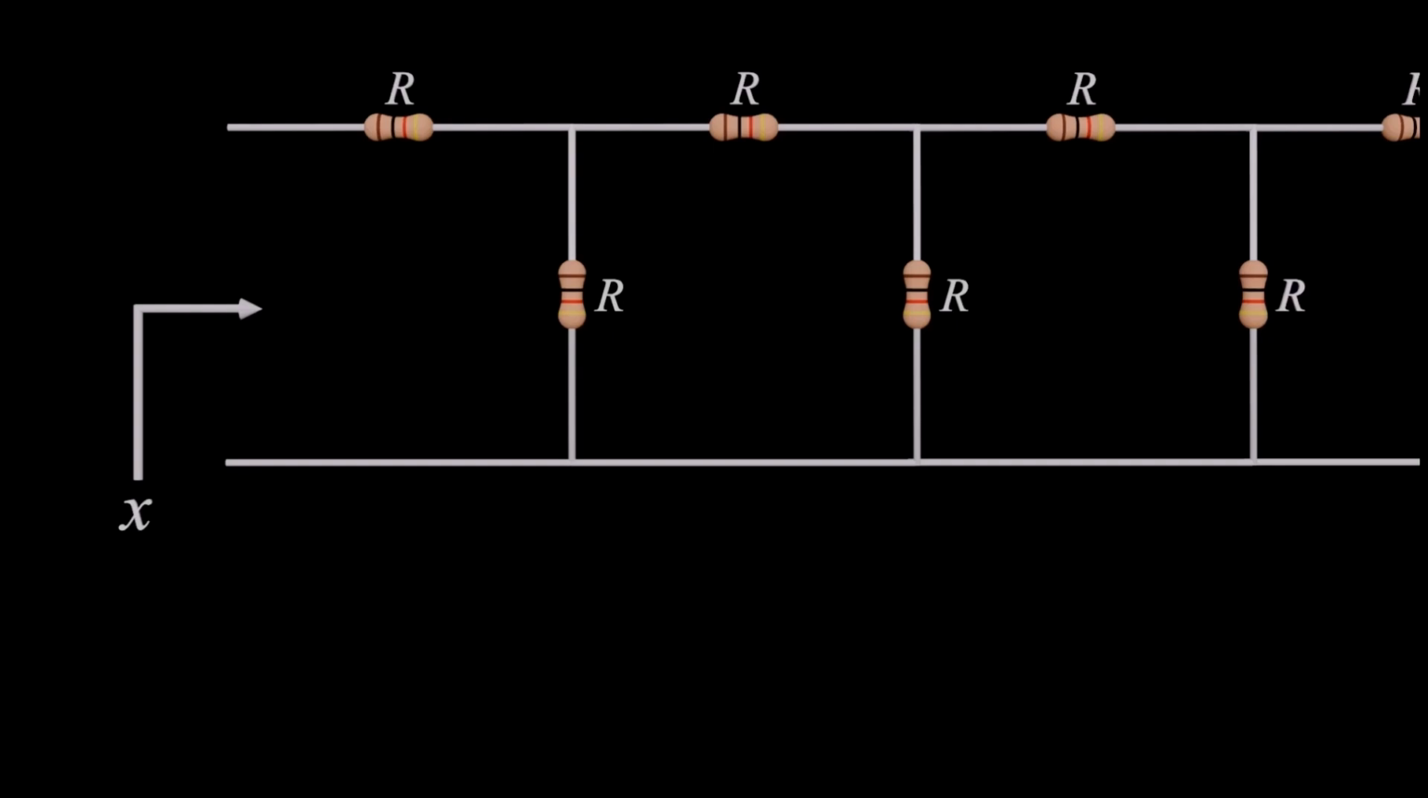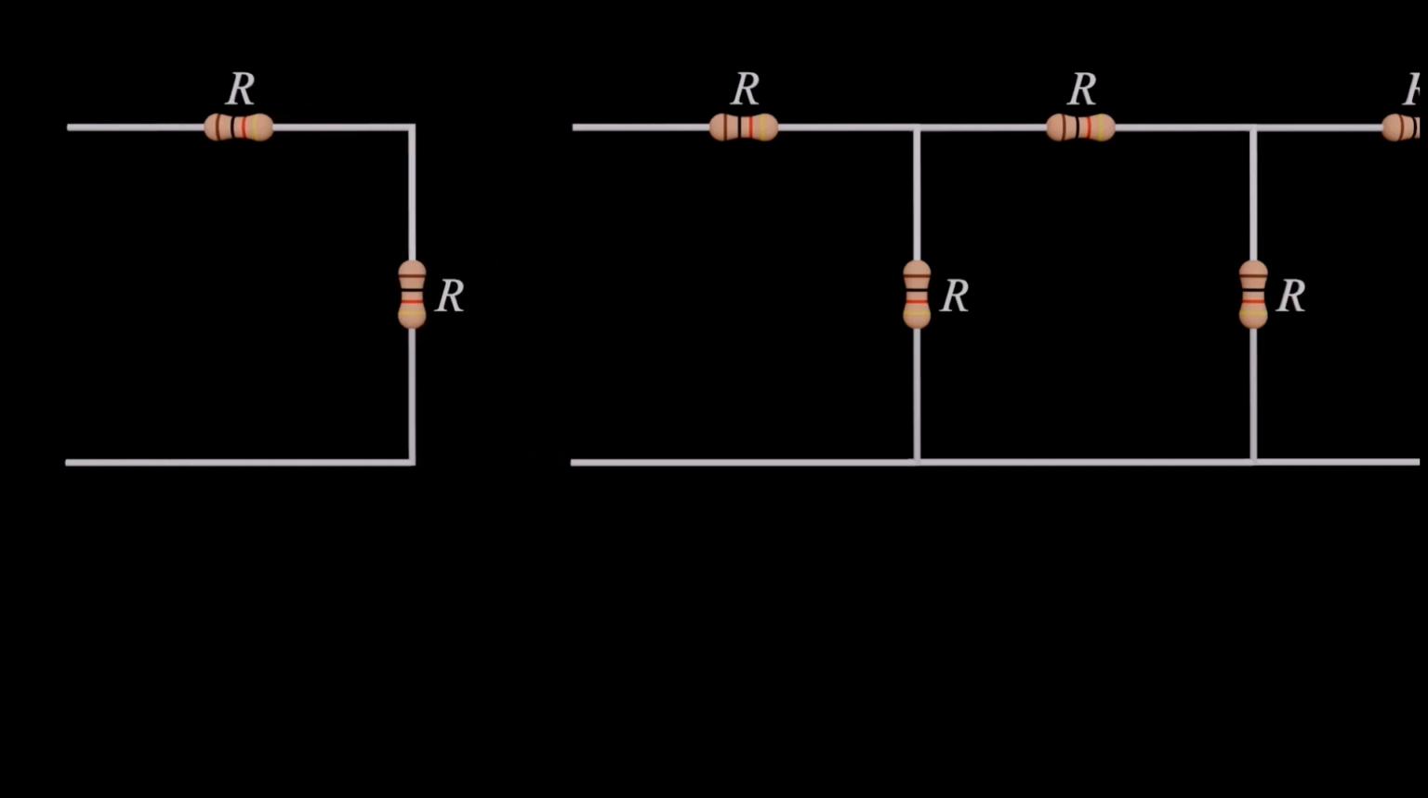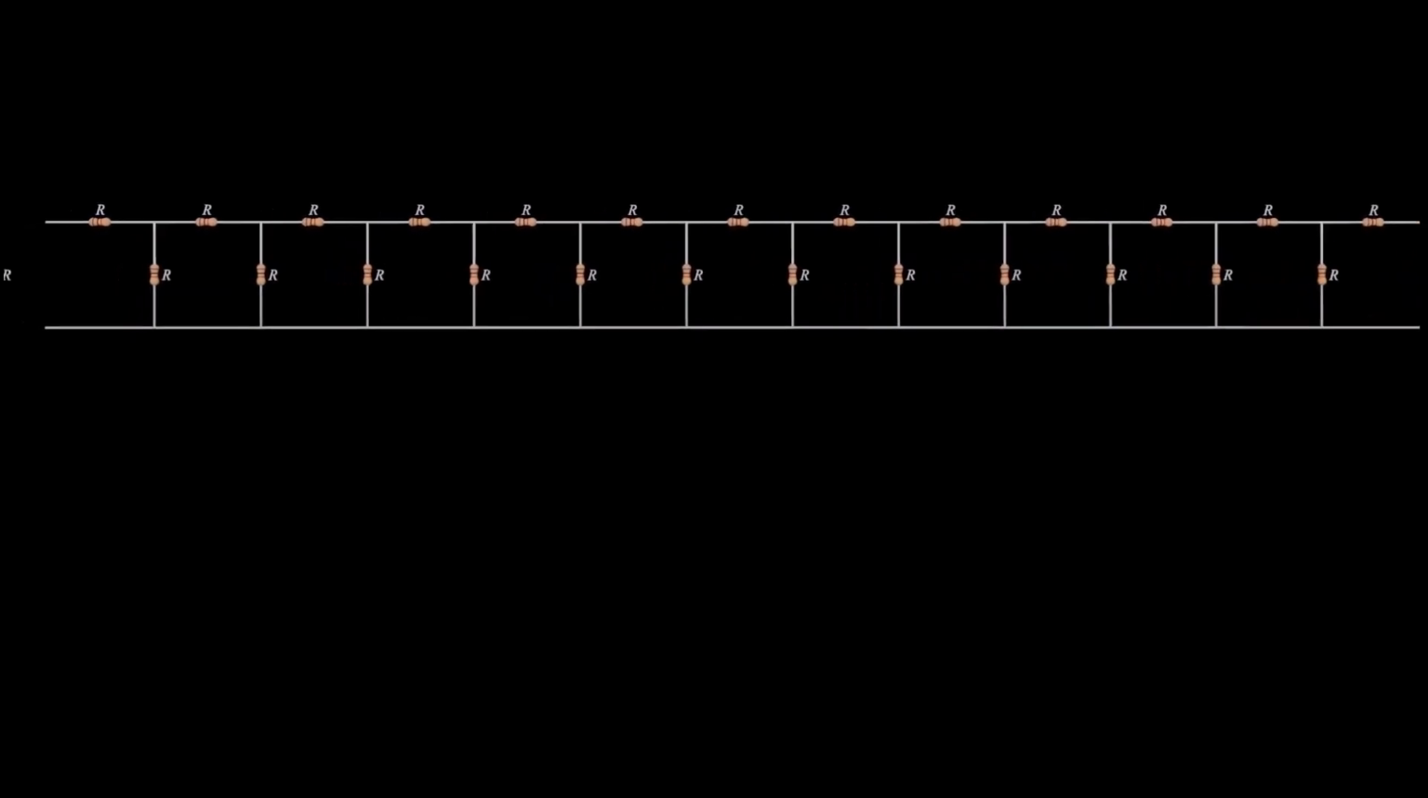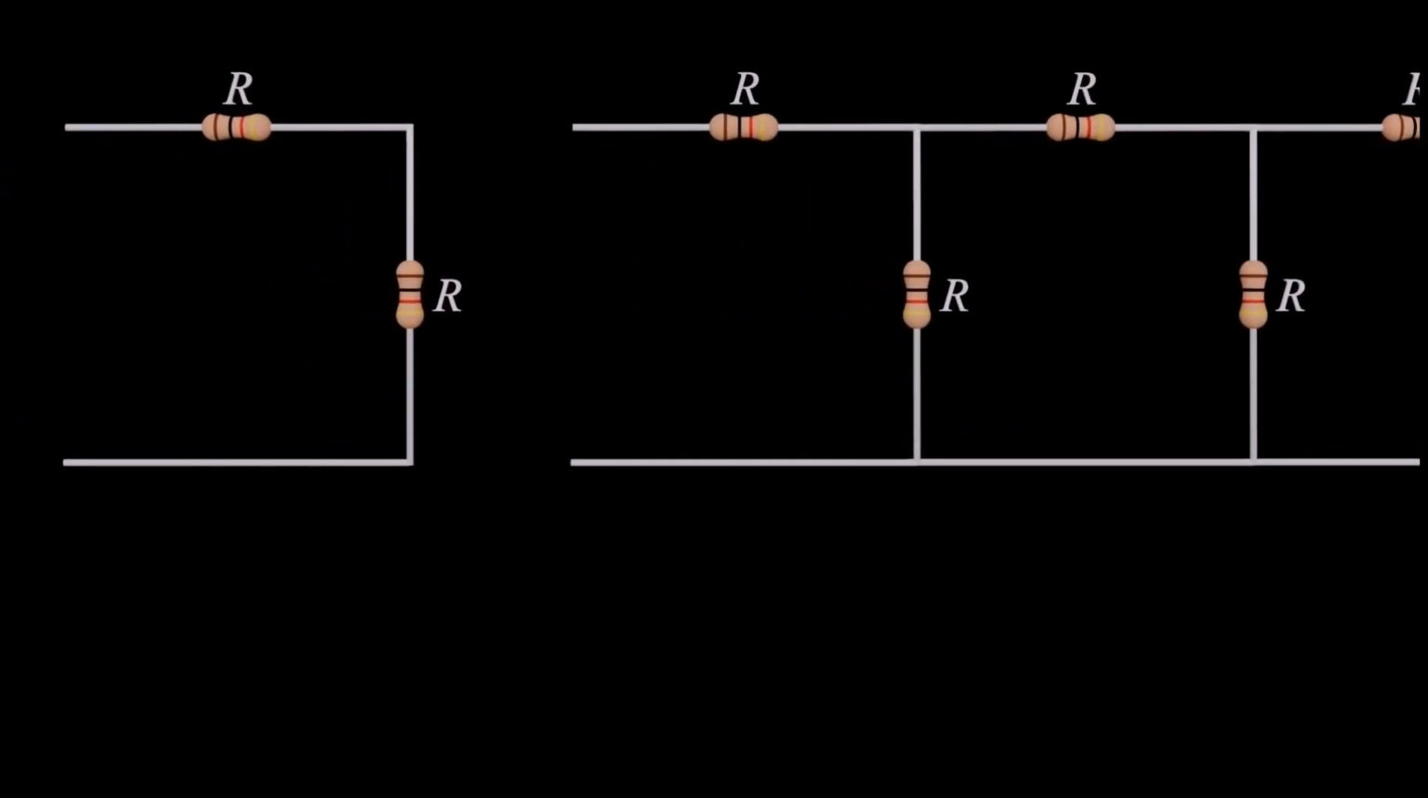To solve this type of ladder network, the best approach is to separate one cell from the network. Here we isolate one cell. Now, if you look at the right hand side, we see the same network as before, because removing this one cell has practically no effect on the network since the number of repetitions is infinite. So the input resistance after removing one cell still remains X.